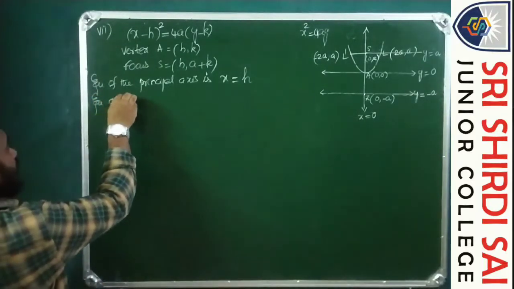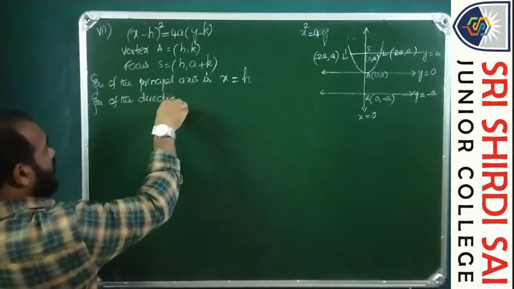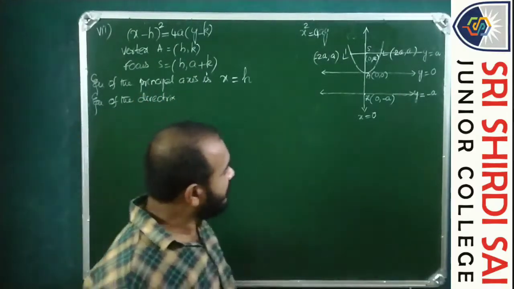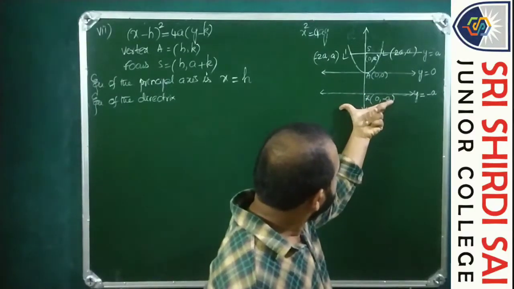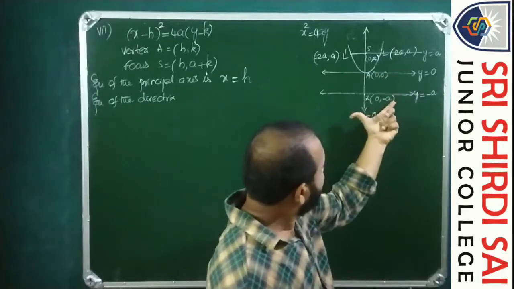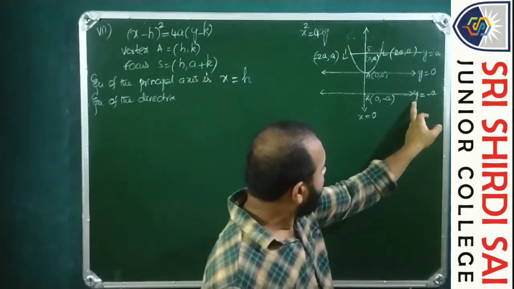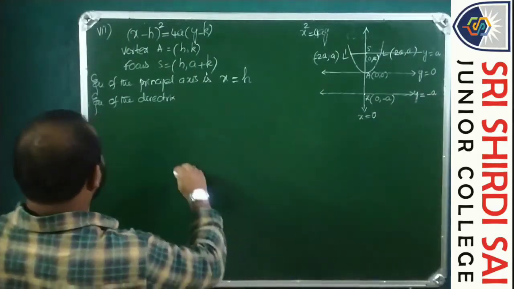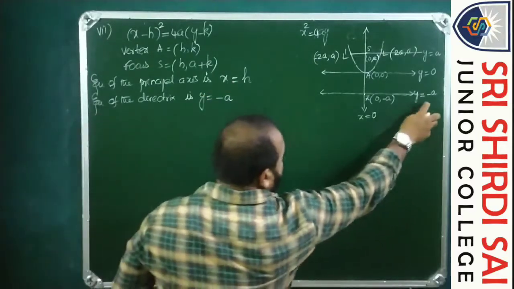And the equation of the directrix. What was the equation of the directrix for this? It is the line parallel to the x-axis, y equals something. This is 0 comma a, this is 0 comma minus a. So y equals minus a. So here y equals minus a plus k.